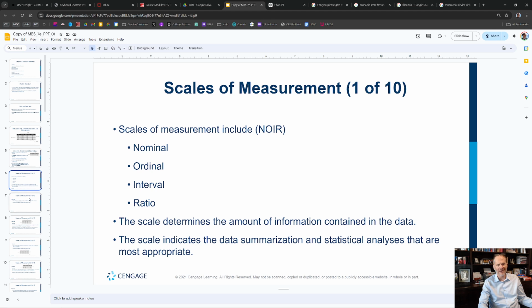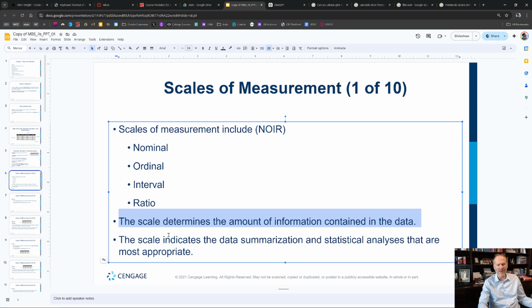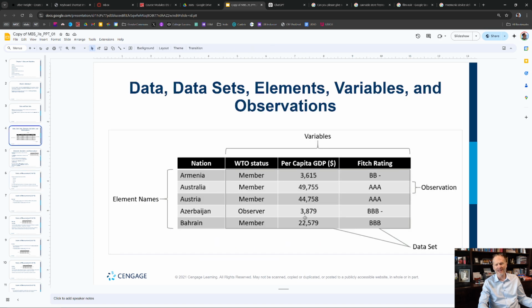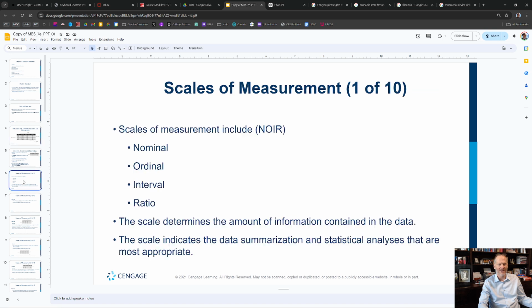So again, this inferiority complex of statistics, I think, makes statements like these come out overly complex. "Scale determines the amount of information contained in the data." If you didn't have somebody explain it to you, you'd be kind of like, I don't know what that means. "The scale indicates the data summarization and statistical analyses that are most appropriate and available." Like you could do different data analysis, right? You could do different things with numbers than you could do with member or observer or with this A-B stuff. And so the scale determines what kind of analysis you could do.